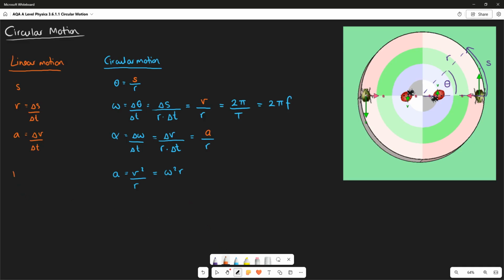Another equation that you'll be familiar with comes from Newton's second law, which allows us to calculate the centripetal force. With all of these equations and the ability to link them to linear motion, we can fully describe the motion of an object travelling in a circle.